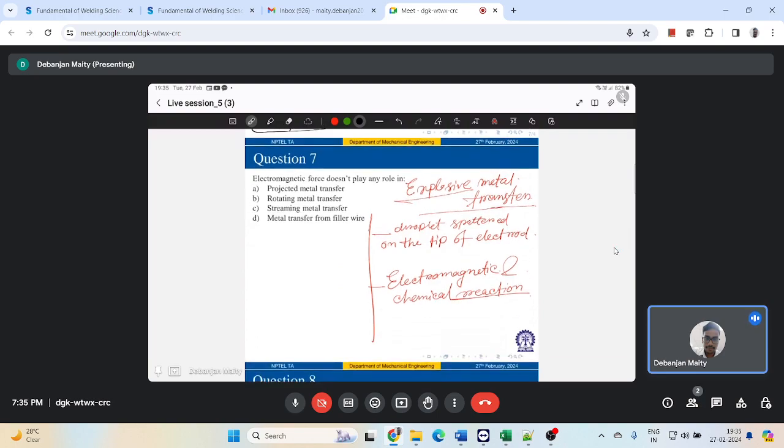Then I ask, electromagnetic force doesn't play any role in projected metal transfer, rotating metal transfer, or streaming metal transfer. These are my classifications of spray metal transfer, so you have to have the electromagnetic force come into the picture. But if you are using a feeler wire, as I was mentioning earlier, there the electromagnetic force will not take place, right? So 7D is true.